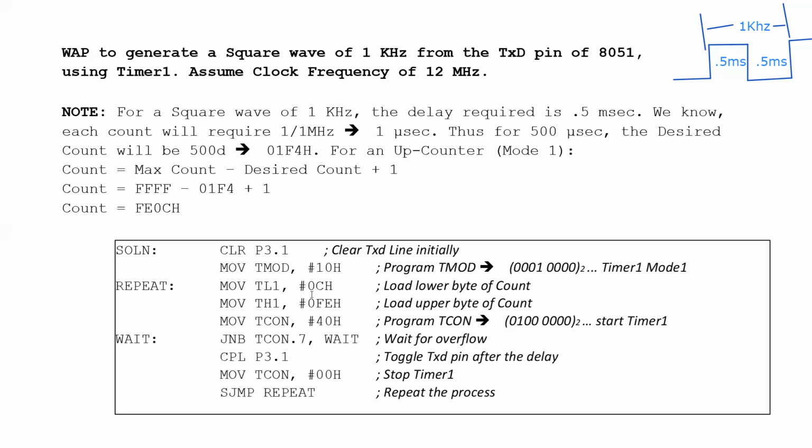So again, when it is high, now it is complemented. And again, we are loading the same delay of 0.5 millisecond to the timer. Again, start the timer, wait for the delay, and then it complements. Complement means if it is high, it changes to low. And this will be repeated and you will get a square wave of 1 kilohertz.